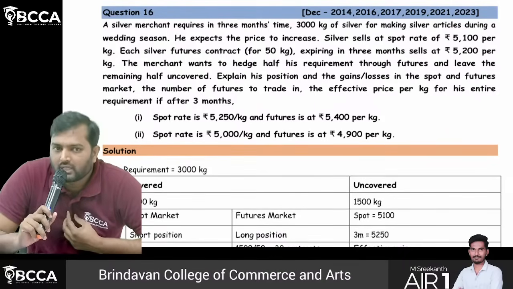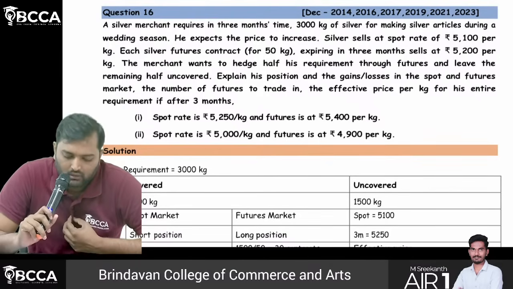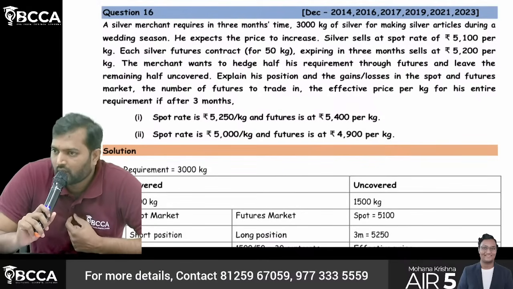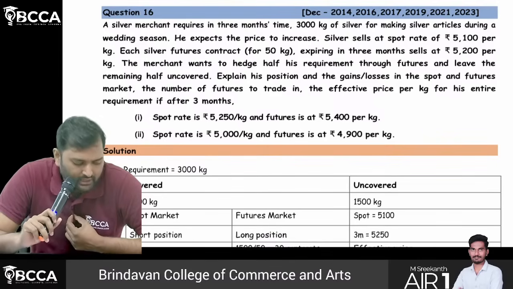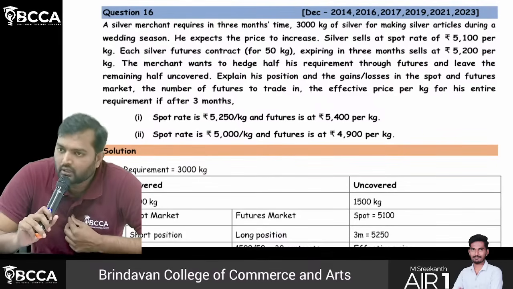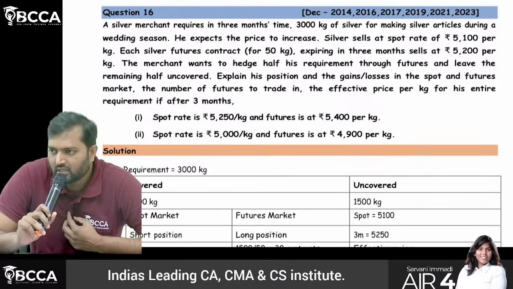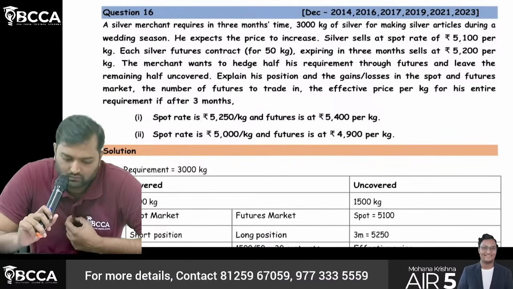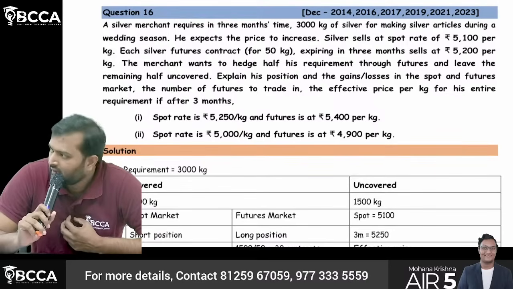The merchant wants to hedge, to reduce risk. He wants to hedge half his requirement through futures. How many kgs does he require? He requires 3000 kgs. Half the requirement means 1500. He leaves the remaining half uncovered.